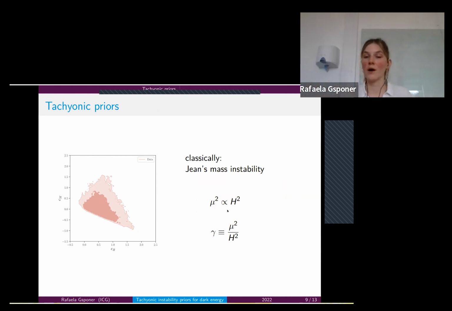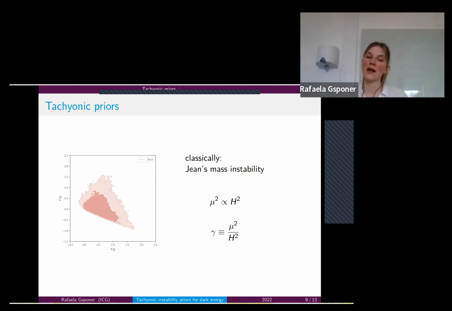In my work, I wanted to complete this set of instability conditions by including the tachyonic prior. With the tachyonic prior, it's a little bit different from ghost and gradient because it is not as clear-cut as the other two, because as soon as we have negative kinetic energy, we know something is going wrong, as well as with the sound speed. For the tachyonic prior, we have a general relativity equivalent, which would be the Jeans mass instability. So we know that in order for gravitational collapse to happen, there has to be a tachyonic instability.